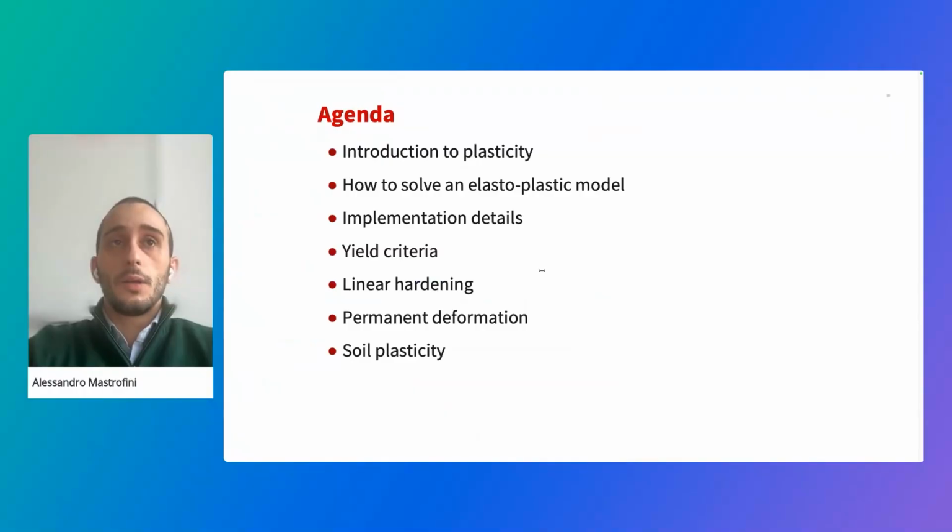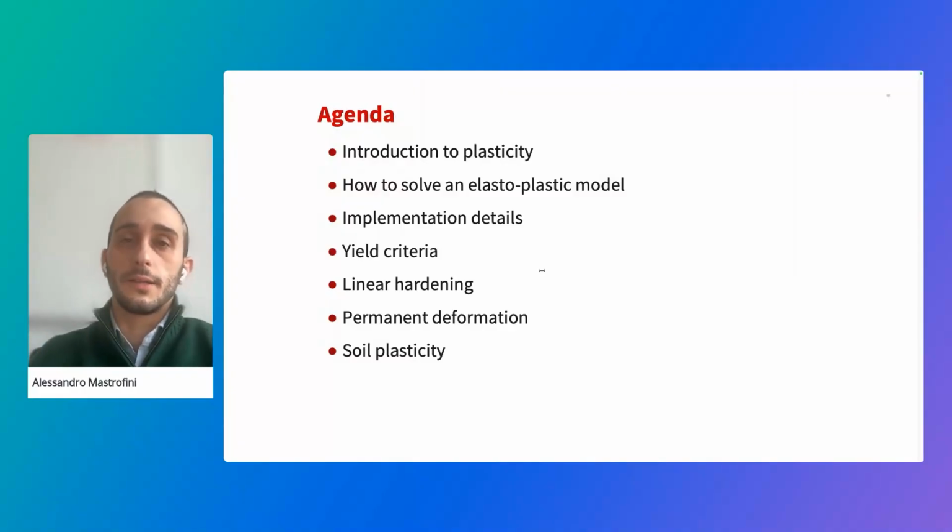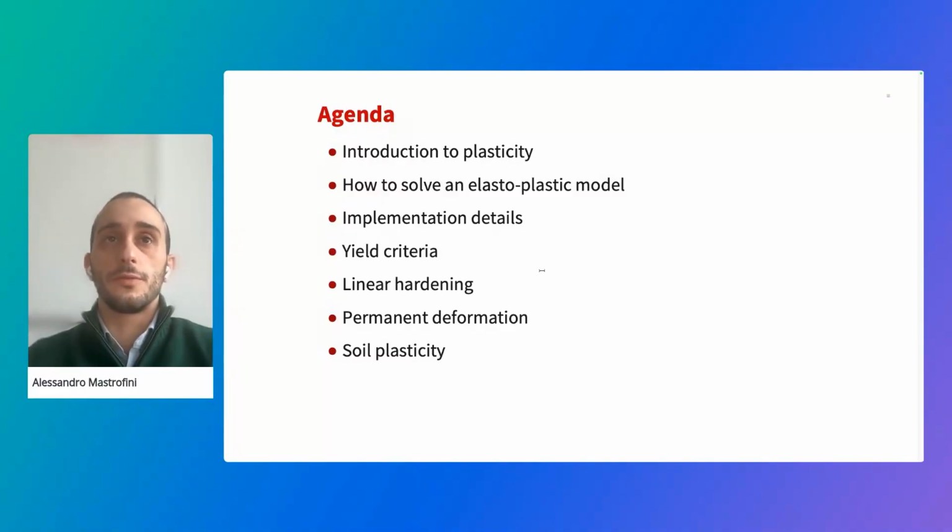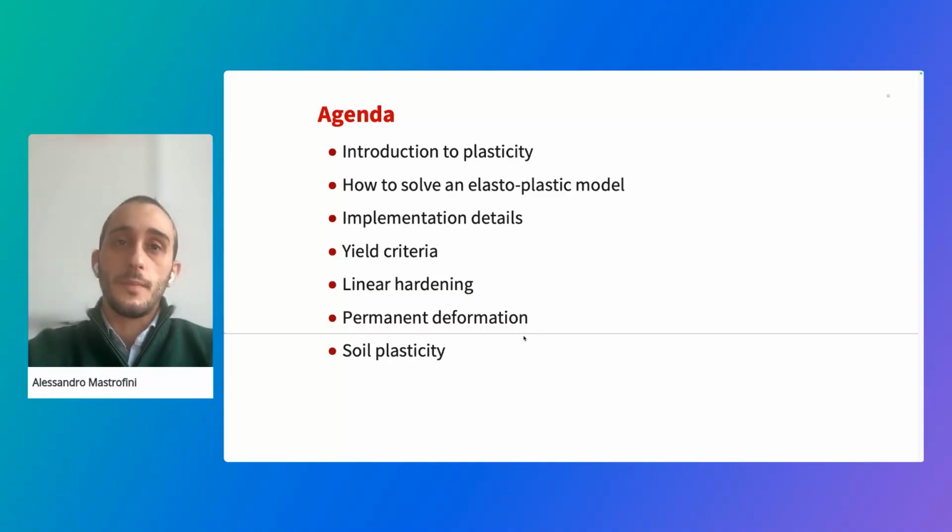I will start with a brief introduction to plasticity, and then I'm going to show you how to modify the classical framework of solid mechanics to account for the elastoplastic model. Then we're going to talk a little bit about some implementation details that may be really important to understand the following topics about yield criteria, linear hardening, and then how and why we see the effect of permanent deformation. And then we're going to move to a different view of plasticity, far from metal plasticity, directly to soil plasticity.